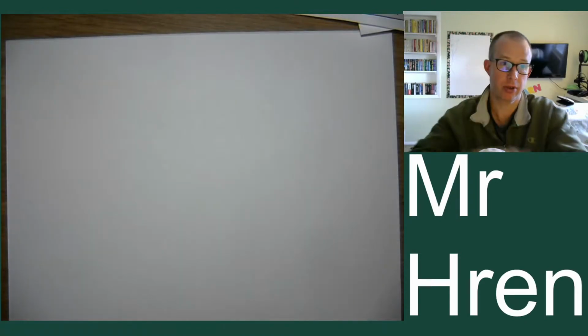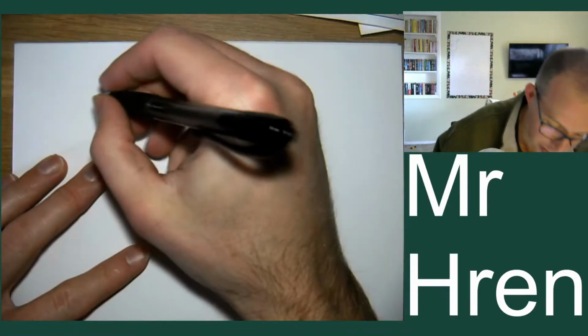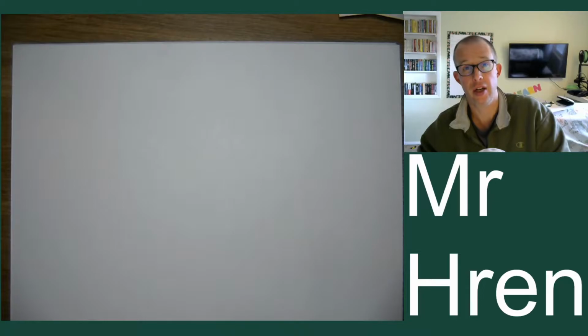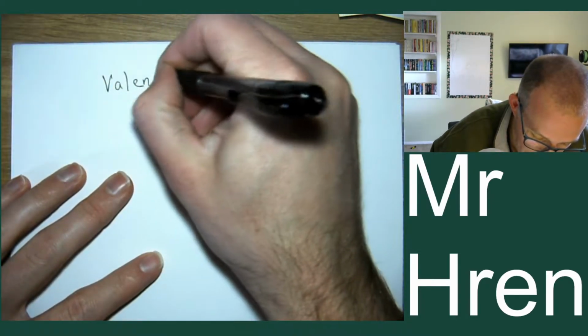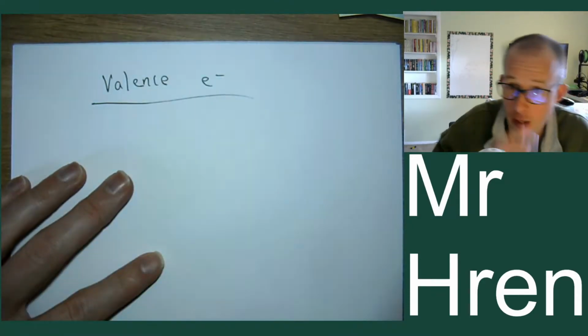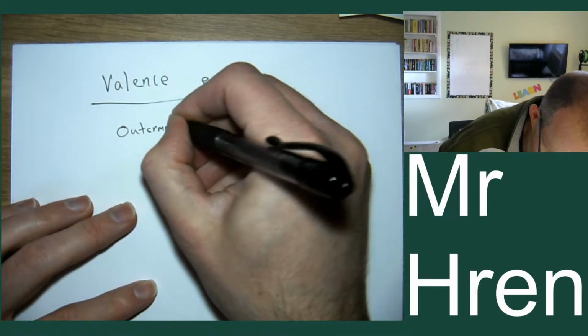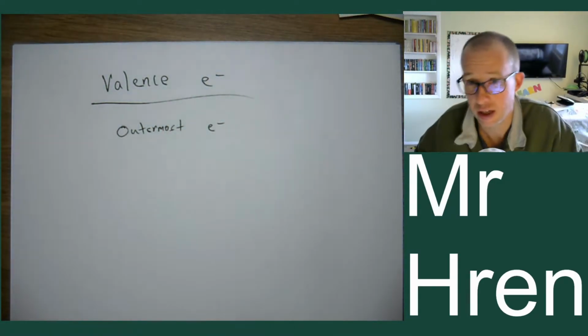Alright, so now we're going to talk about valence electrons. Valence electrons are the outermost electrons that you can find in an atom. That's the basic idea. They are simply the outermost electrons. They're the things that are the furthest out there.